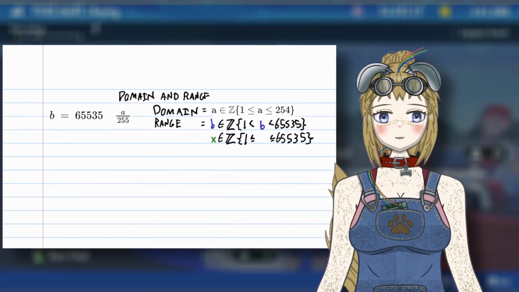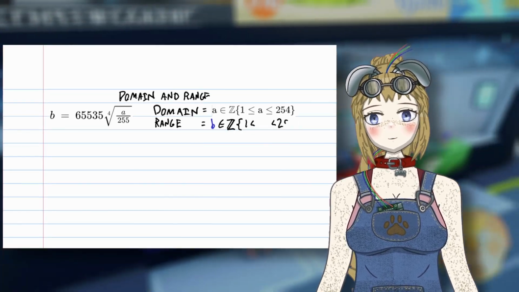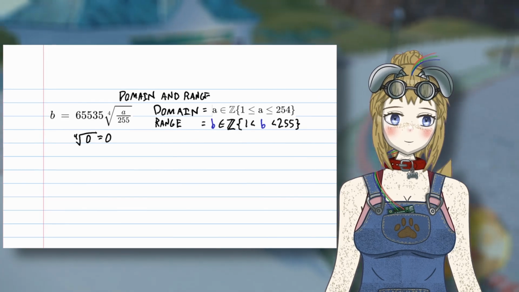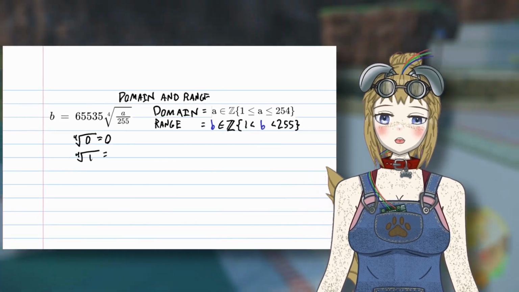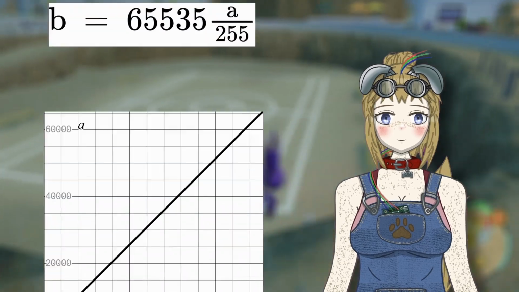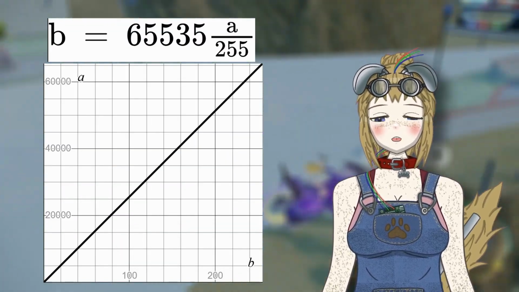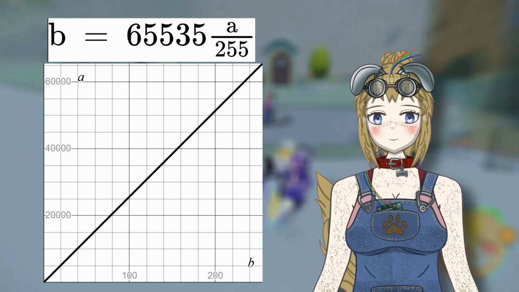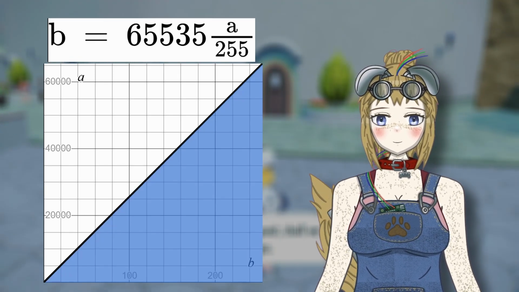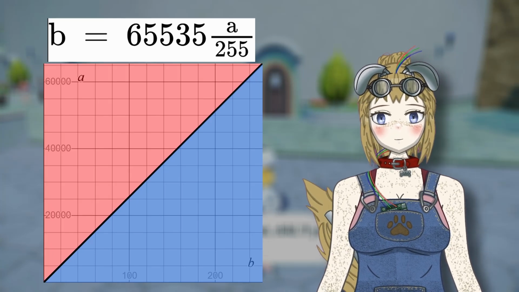Now, here comes the genius of this equation. Adding the fourth root back in won't actually change our range at all, because the fourth root of 0 is 0, and the fourth root of 1 is 1. So why include it at all? Well, take a look at this graph. This is a graph of our function without the fourth root. We want to generate a value that's less than b. That means if we land below the line in this half of the graph, we get a shake. But if we land up here, above the line, the Pokemon escapes.